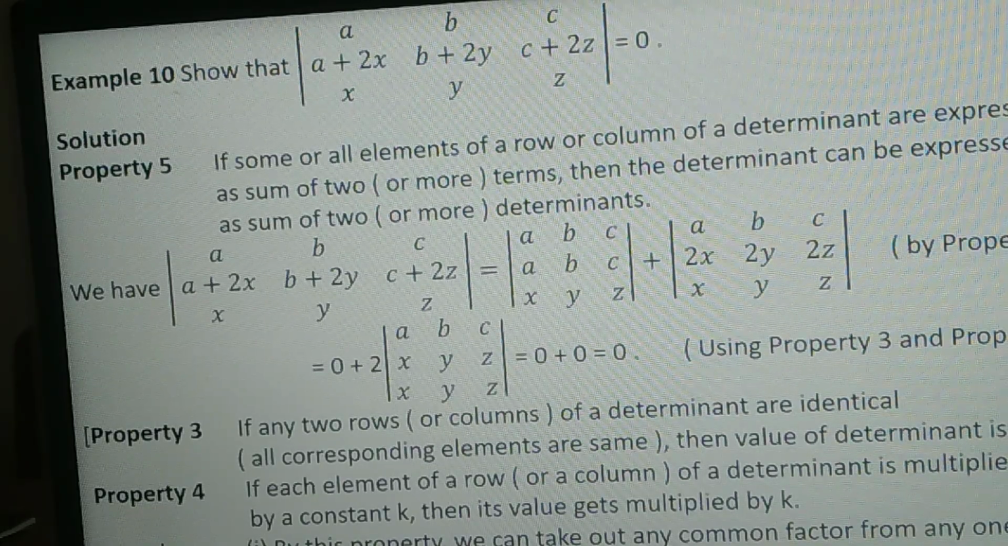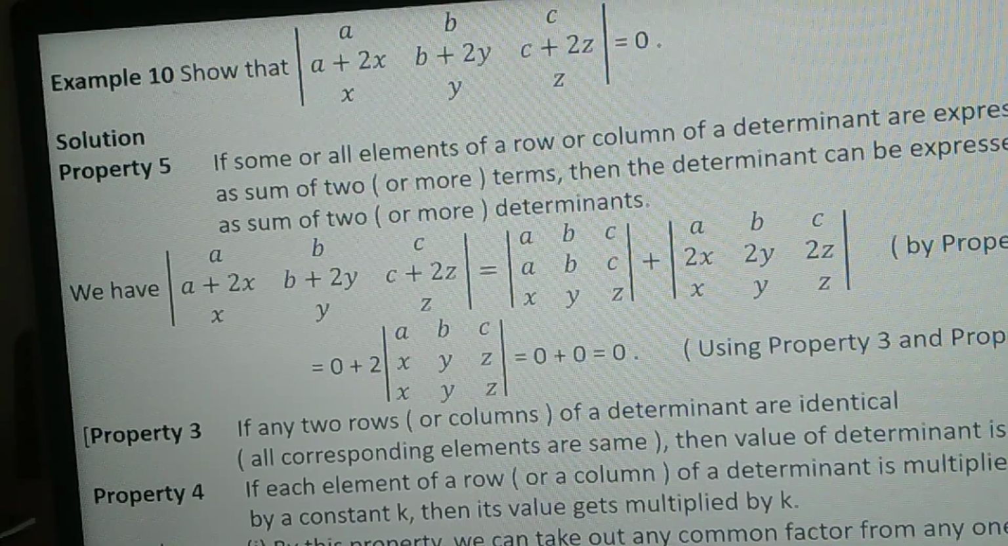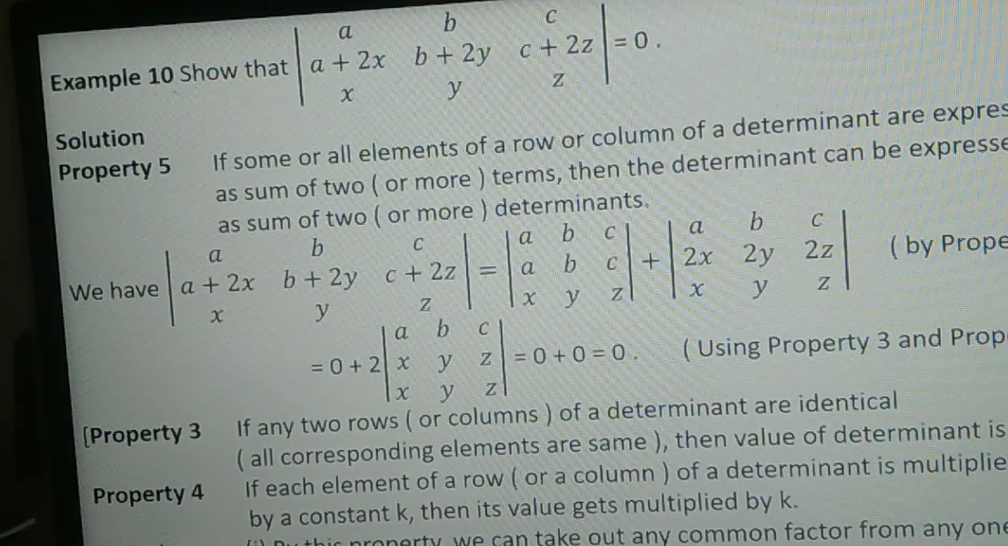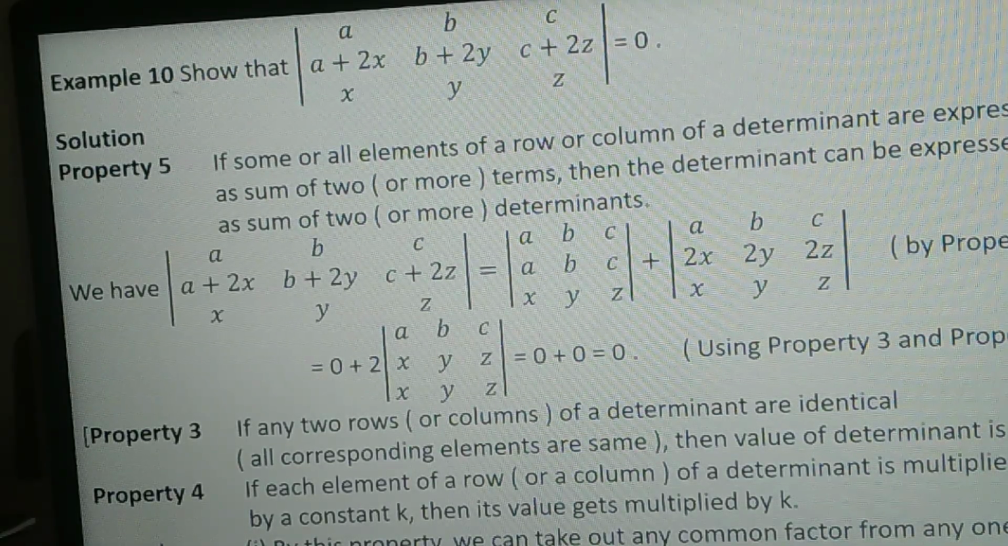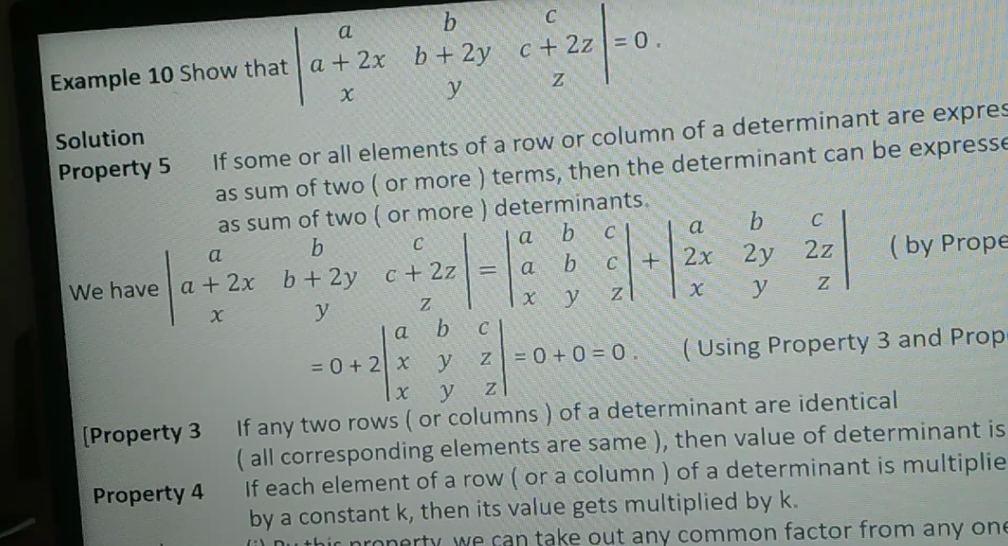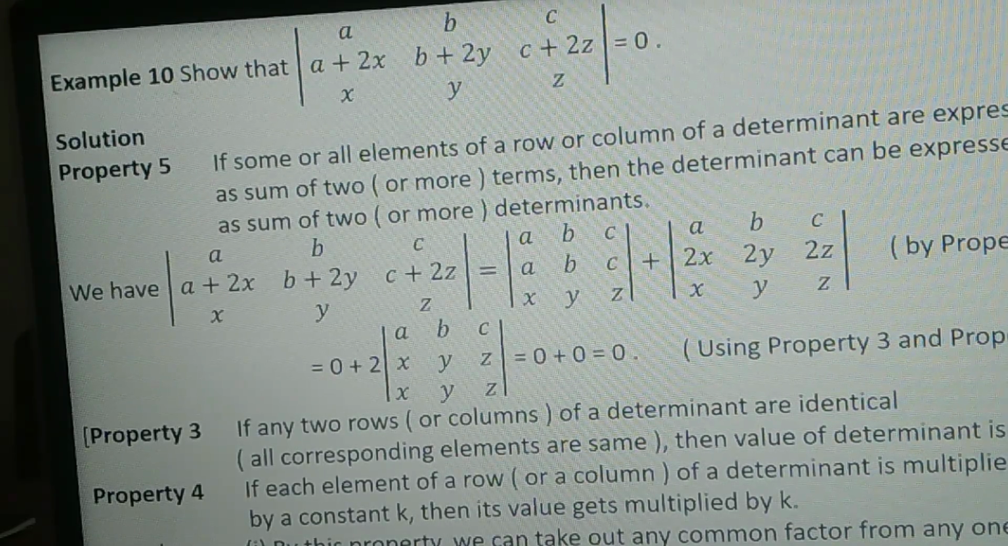Now we have to use properties 3 and 4. Property 3 states that if any two rows or columns of a determinant are identical, then the value of the determinant is 0. And property 4 states that if each element of a row or column of a determinant is multiplied by a constant k, then its value gets multiplied by k. By this property we can take out any common factor from any one row or any one column of a given determinant.